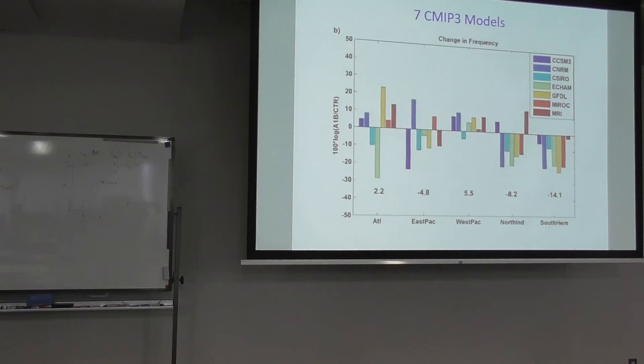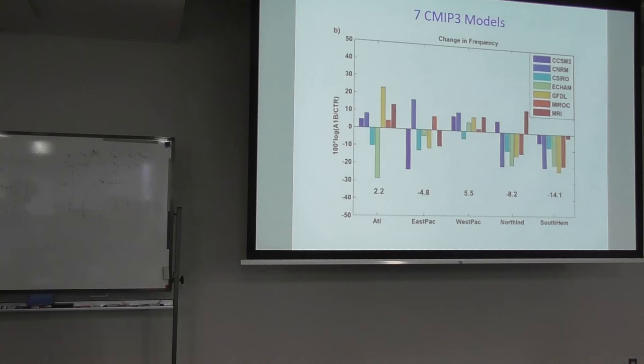The different colored bars are for different models, and we've divided up the basins: Atlantic, Eastern Pacific, West Pacific, North Indian, Southern Hemisphere. And you can see that it's kind of a wash. There's a lot of variation from one model to the next, a little tiny bit of increase in the Atlantic, a more consistent increase in the West Pacific, but declines in the East Pacific, certainly the North Indian Ocean and the Southern Hemisphere. This is for storm frequency.